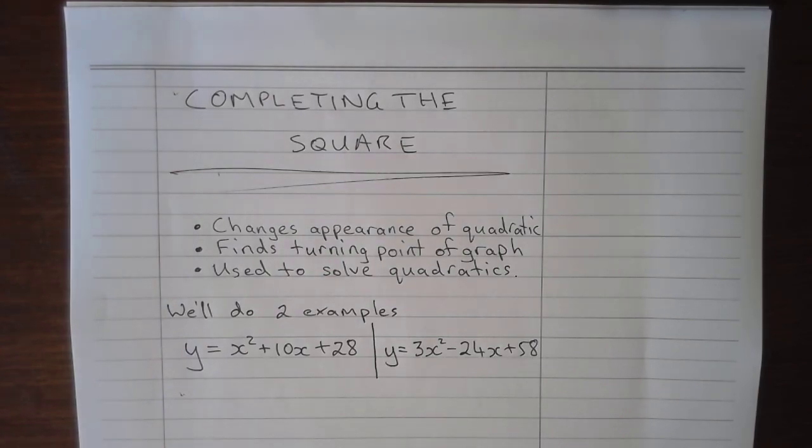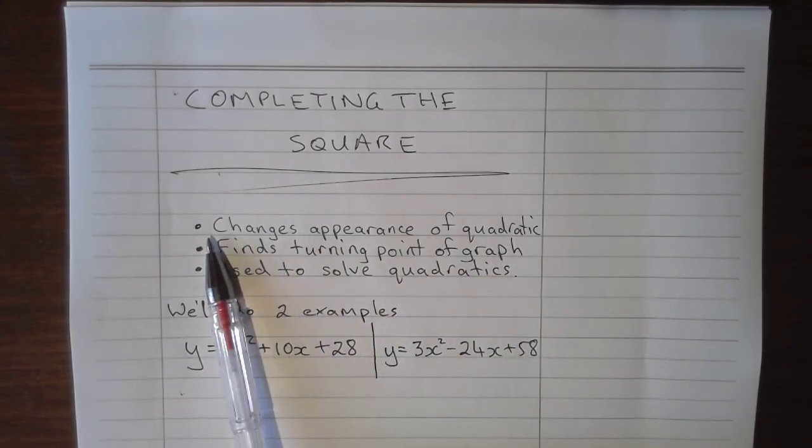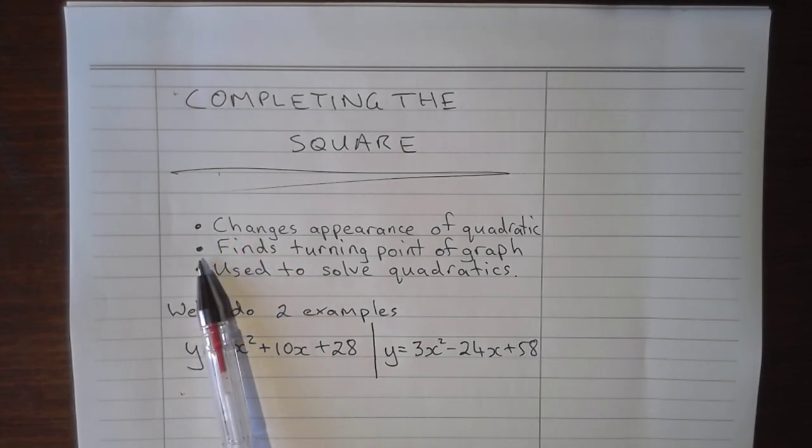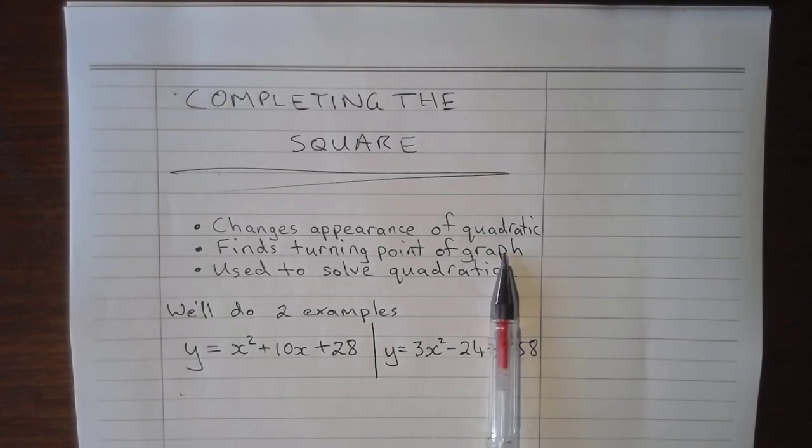Okay, let's take a look at completing the square. So what is completing the square? Well, it's a thing that we do sometimes to just change the appearance of the quadratic, but it's also for a purpose. One of the reasons we can do it is because it actually finds the turning point of the graph of a quadratic for us.